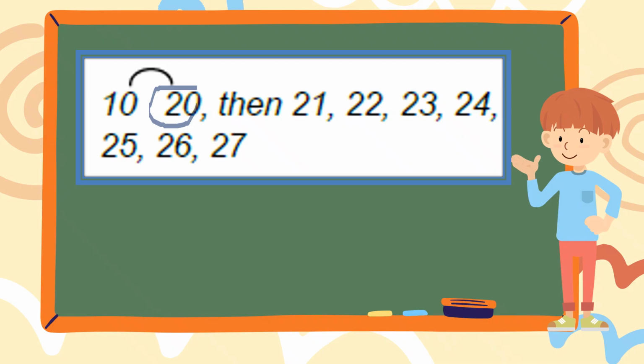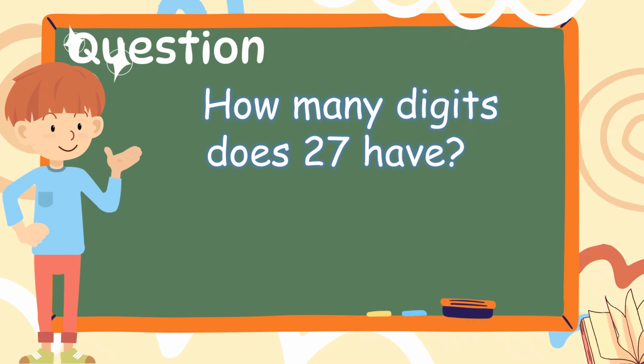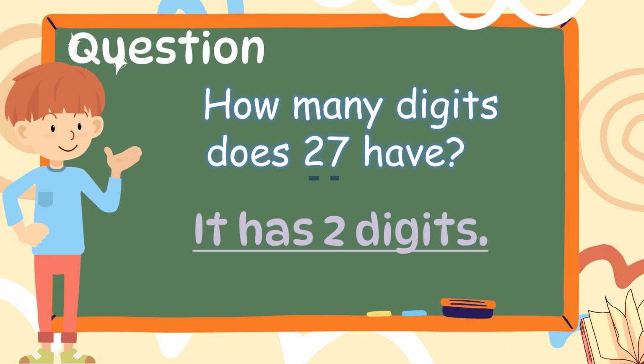Then, of course, you're going to add each stick: 20, 21, 22, 23, 24, 25, 26, 27. So all in all, there are 27 popsicle sticks. Okay, let us answer the question right here. How many digits does 27 have? Look, how many digits does this one have? There are two digits.